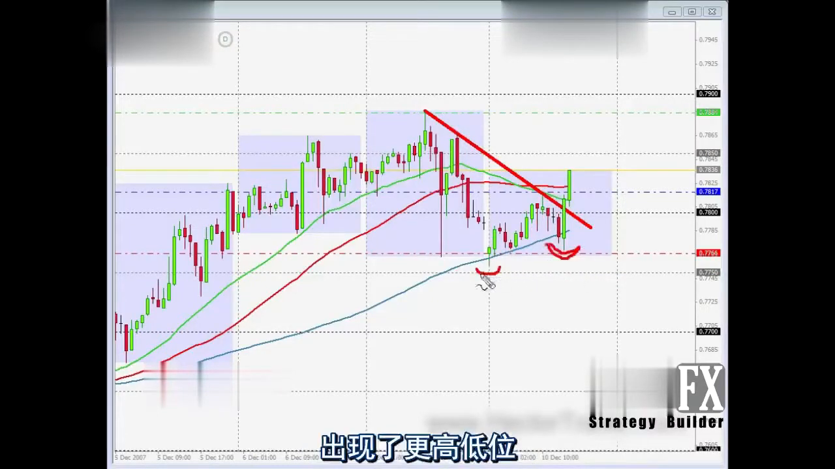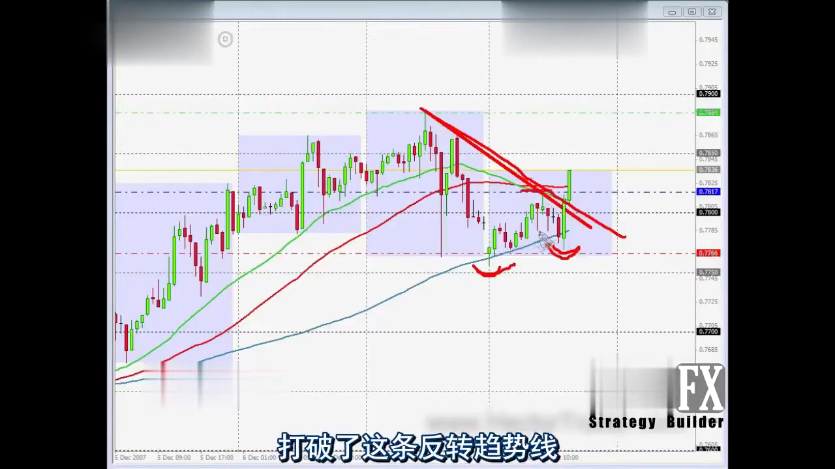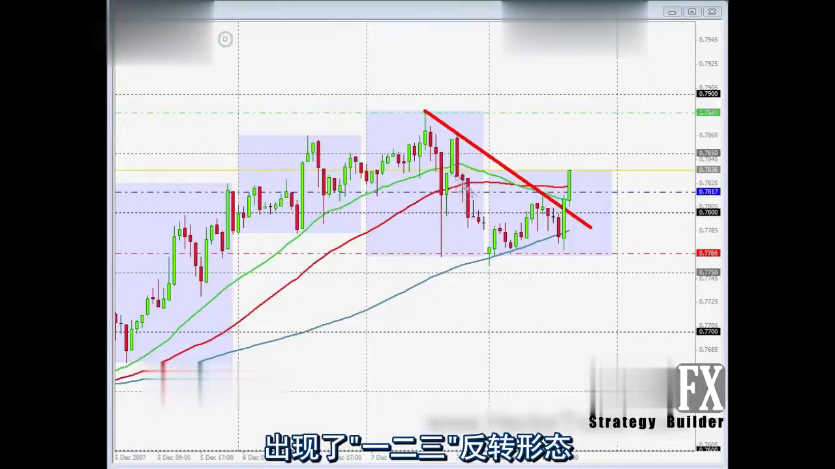You see, we are making a higher high, higher low, and from that we broke the retracement trend line. We broke the reversal formation. This is a 1, 2, 3 reversal formation, by the way, guys.